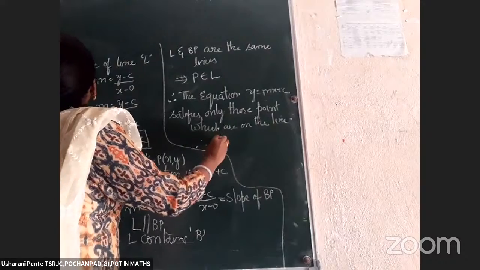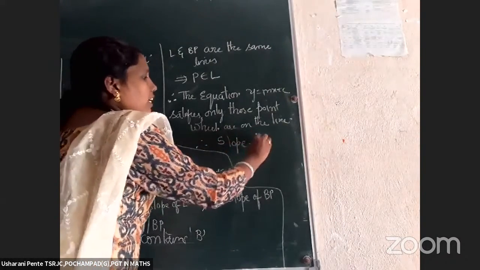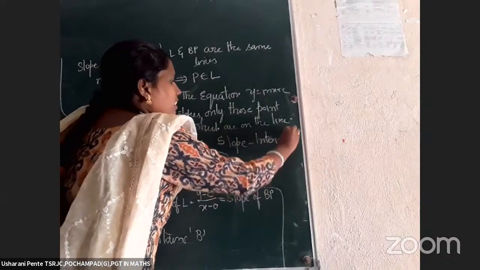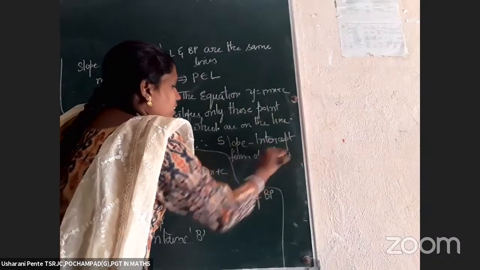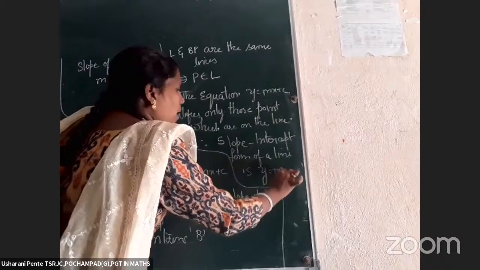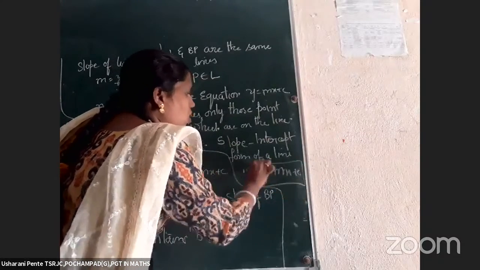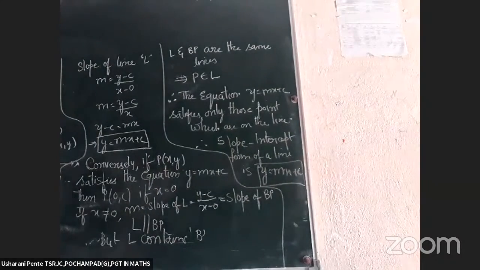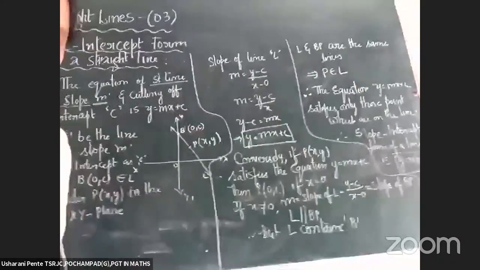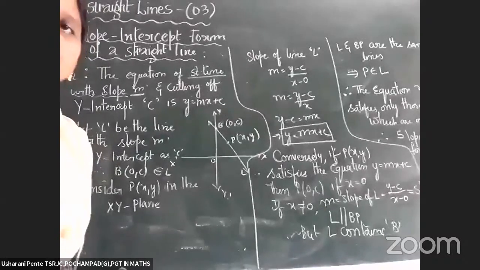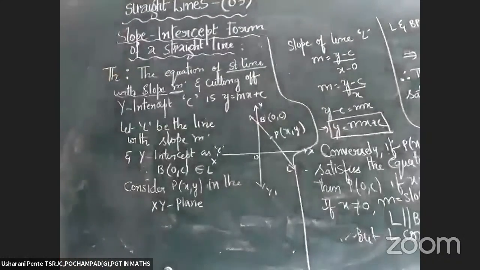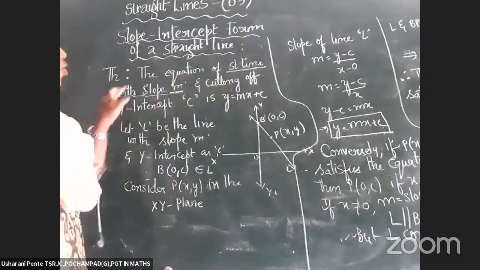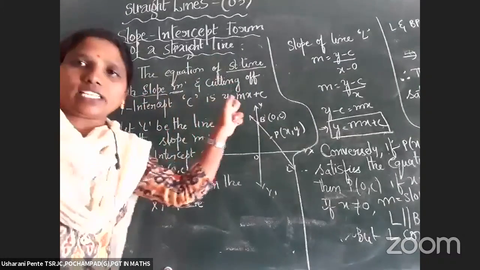Therefore, we can say the slope-intercept form of a line is y is equal to mx plus c. So what they are asking us is the equation of the straight line with slope m and y-intercept c, which is y is equal to mx plus c. This is the statement we have.